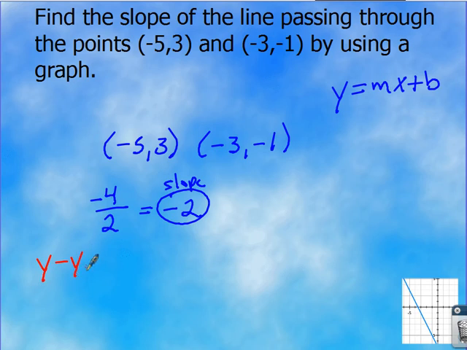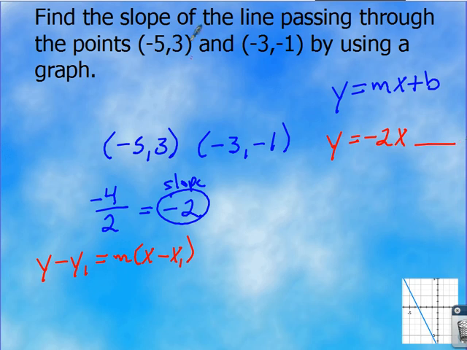If you're looking for an equation, you have point slope, which you plug in a point and you plug in a slope, clean it up, you're finished. Or you have this y equals mx plus b option, which I actually prefer. Y equals my slope, I just found it. I need a y-intercept. I need to know what the y-intercept is.